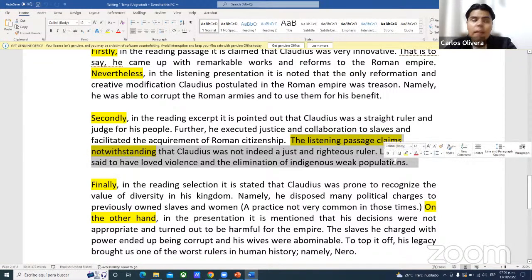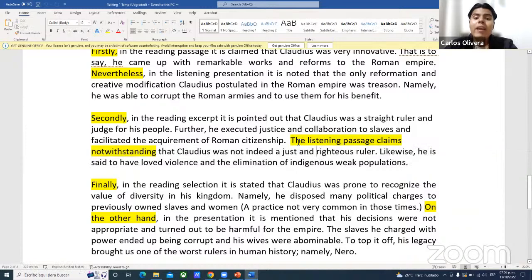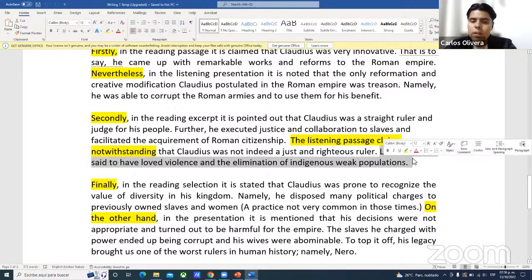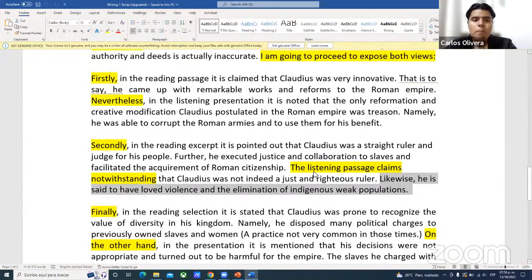The reading passage said that he was a fantastic ruler, a great judge with a great sense of fairness, but the listening passage contradicted that, and we're making sure that that is expressed in our essay. The listening passage claims, notwithstanding with regard to the same point, right, that Claudius was not indeed a just and righteous ruler. Likewise, he is said to have loved violence and elimination of indigenous weak populations. Here is a complement, remember. I'm not here saying what I think, but I'm just using the information mentioned in the listening passage to include it here, right? No more than that.